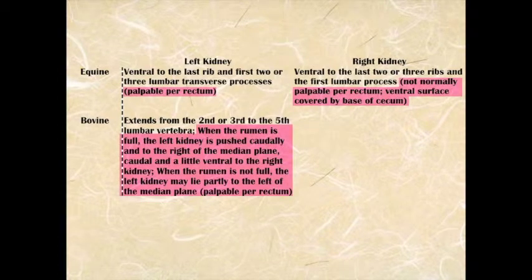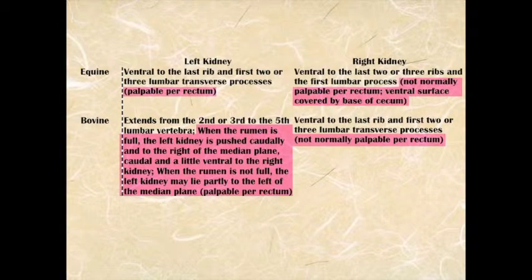In the bovine, we find that it's relatively more caudal, the left kidney being beneath the 2nd or 3rd to the 5th lumbar vertebra. And remember that it has a little bit longer mesentery, so it kind of dangles, which allows, when the rumen is full, for the kidney to get pushed over to the right side. So this one is palpable. It'll be more to the left when the rumen is not full.